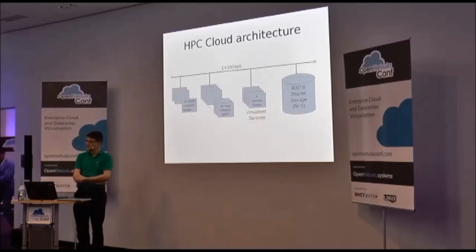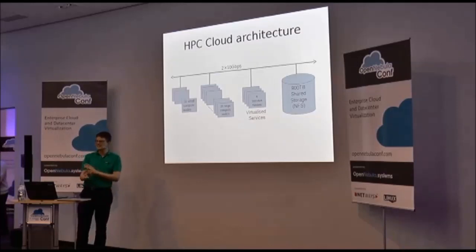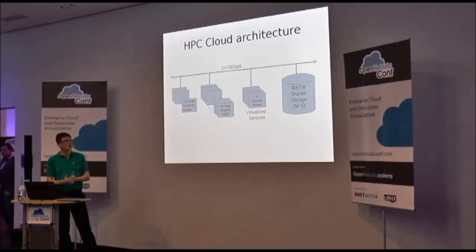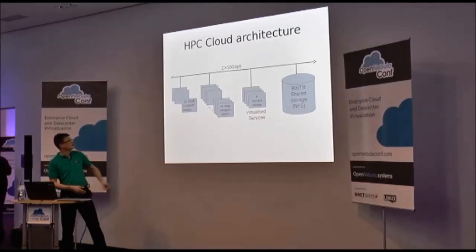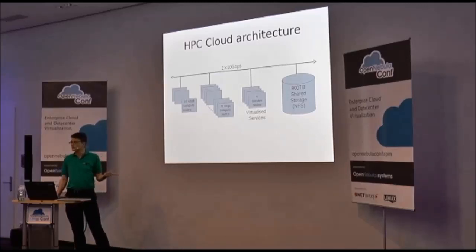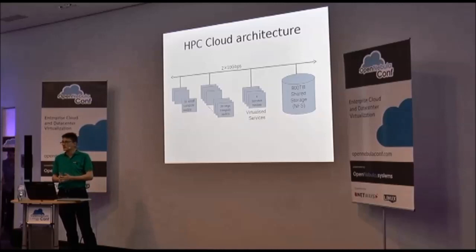The cloud infrastructure is basically set up as follows. We have a network of 2 times 10 gigabits bonded. We have the smaller nodes that I was talking about, the 30 large compute nodes, and a couple of virtualized services. As data storage, we use 800 terabytes of DDN storage exposed over NFS.